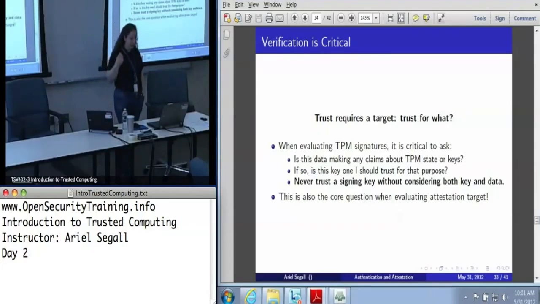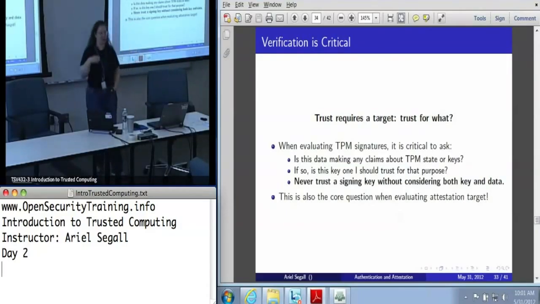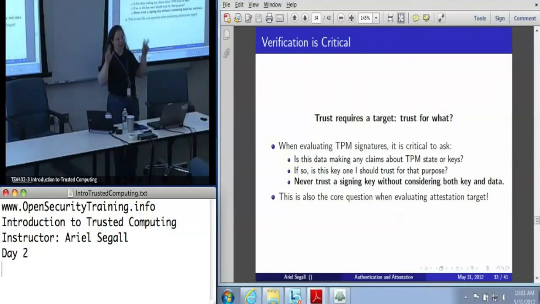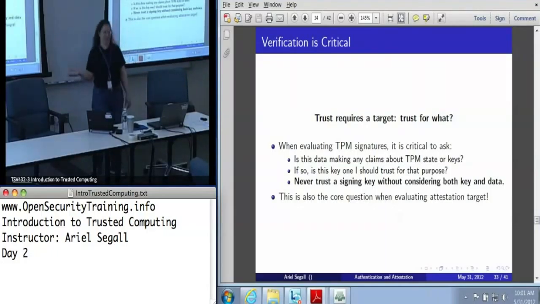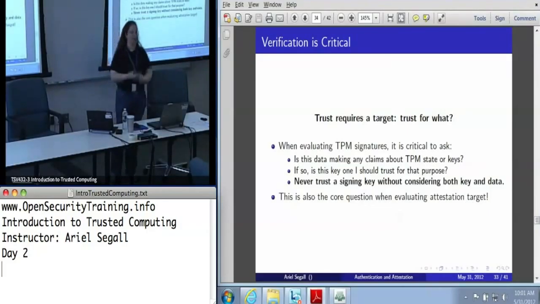And I will note, this is also the same question we ask when talking about an attestation target. I've got a set of PCRs, I want to evaluate the set of PCRs. A set of PCRs that is a good state for a desktop within my corporation is still not a good state I should trust for a cloud machine. So always look at what your goals are when evaluating, is this the right key, is this the data I ought to believe about this key, and so forth.